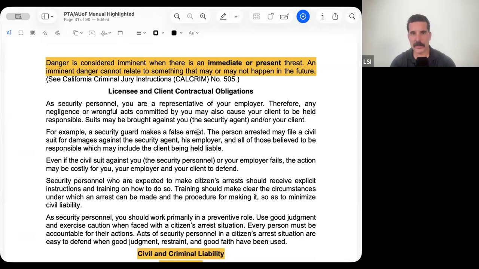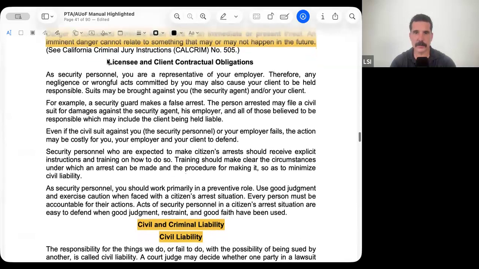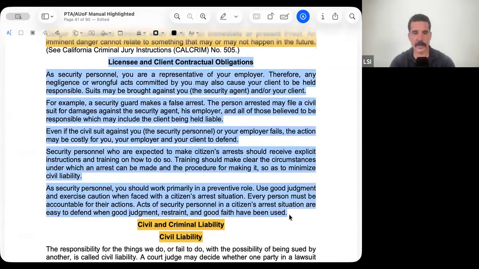At the top of page 41, it's going to explain imminent. So we're going to highlight that whole first sentence where it says, danger is considered imminent when there is an immediate or present threat. An immediate danger cannot relate to something that may or may not happen in the future. Highlight that whole section. And then it continues.